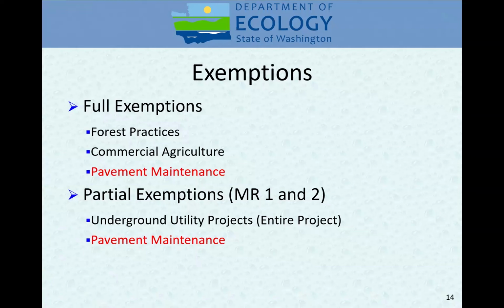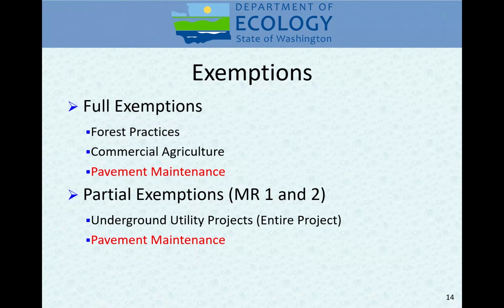So the first thing you want to look at is to see if your project is exempt. There are some full exemptions, meaning you don't have to deal with any of the minimum requirements. And there are some partial exemptions, meaning you need to deal with primarily Minimum Requirement number two, stormwater controls during construction. There's not much to do for Minimum Requirement number one, but it's still listed there. Under the full exemptions, we have forest practices and commercial agriculture. And there's also a gas and oil exemption.